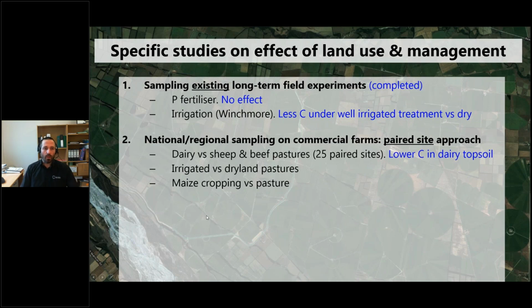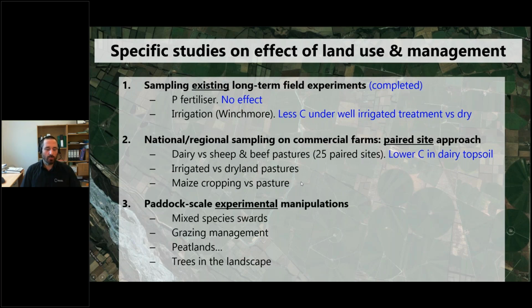We've also done a lot of sampling using the paired site sampling approach. One was done in association with master student Alice Barnett at the University of Waikato. We looked at paired dairy versus sheep and beef pastures, 25 sites in the Waikato, and we found marginally lower soil carbon in the topsoil. We've also looked at irrigated versus dryland pastures, and I'll give a brief example of that soon, and maize cropping and pasture, and I'll give an example of that as well.